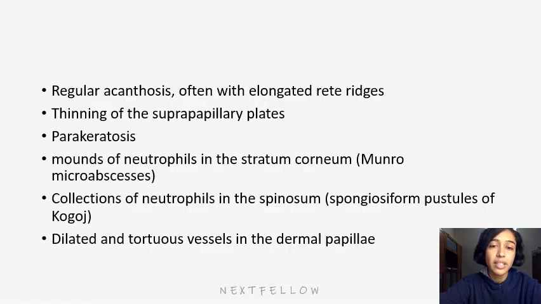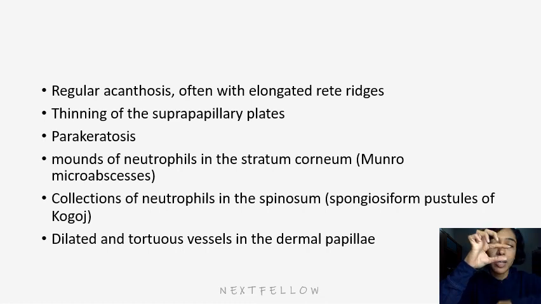So in psoriasis you will have regular acanthosis, that means thickening of the epidermis. You'll have those classical elongated rete ridges, that means the part of the epidermis which drops down into the dermis, like elongated ridges, and the other part, the dermal papilla, which projects upward between these rete ridges. This part above the dermal papilla is the suprapapillary part, so that is thinned out.